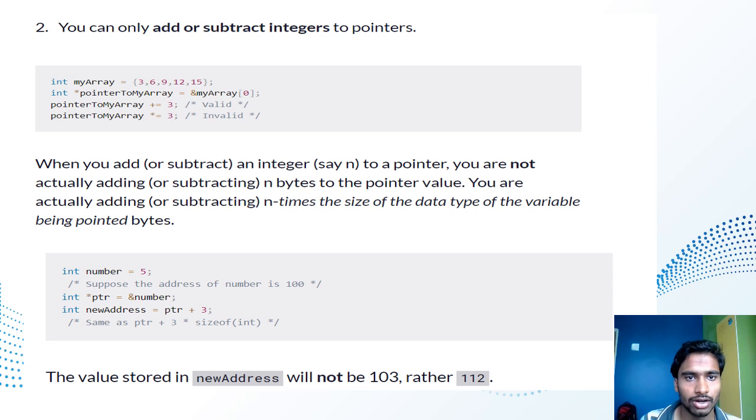You can only add or subtract integers to pointers. You can see it here. When you add an integer, say n, to a pointer, you are not actually adding n bytes to the pointer variable. You are actually adding n times the size of the data type of the variable being pointed to, in bytes. The value stored in the new address will not be 103, rather 112.